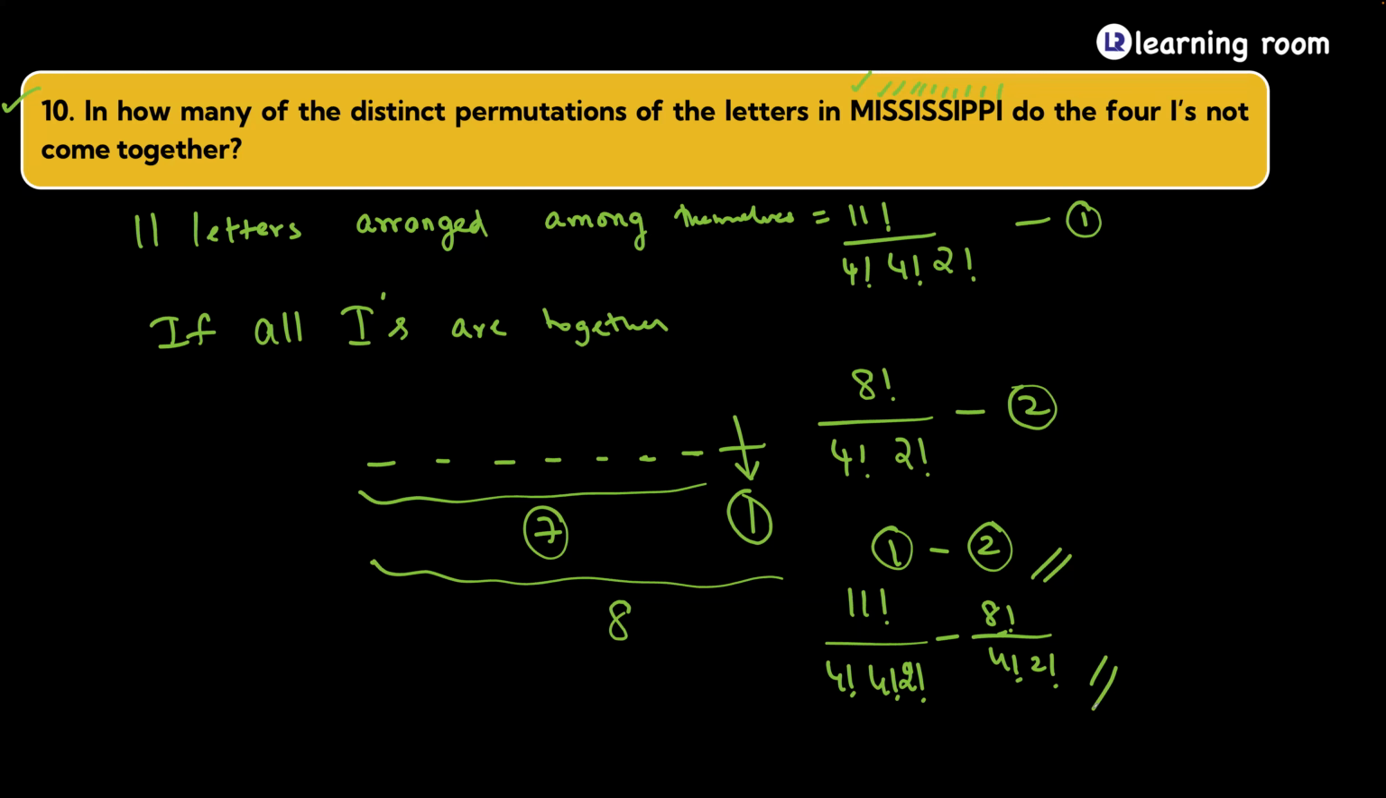Answer for this, sir. On solving this, how much are we getting? 2730. Okay, I'll just write that book answer. Correction. So correction is, so what is the answer? 33810.